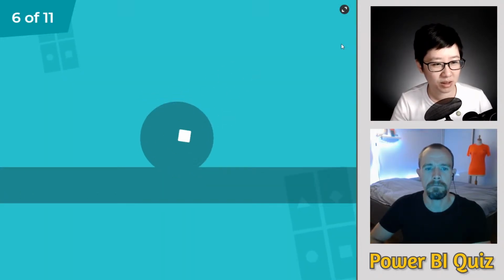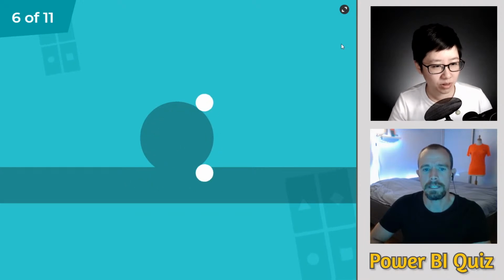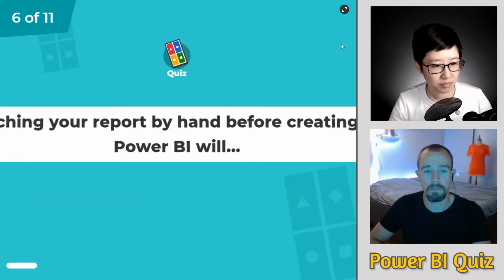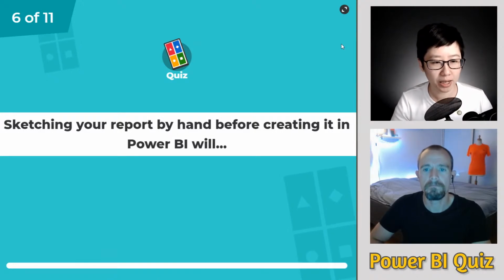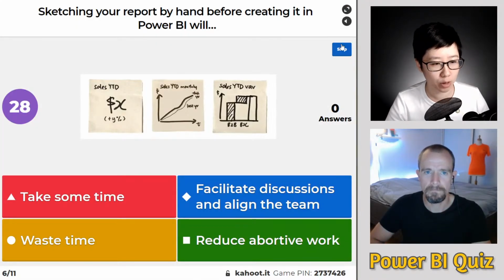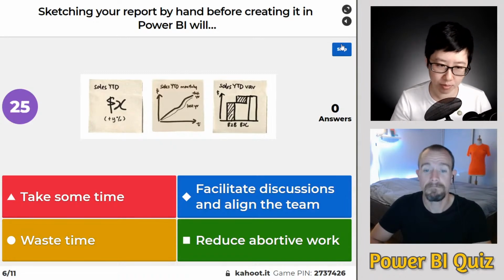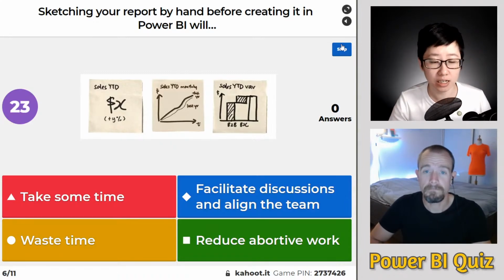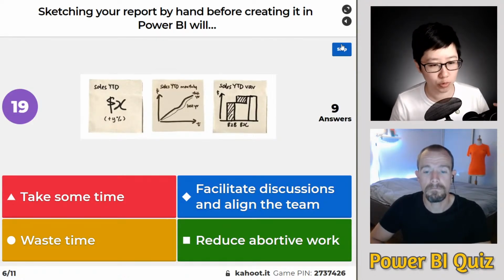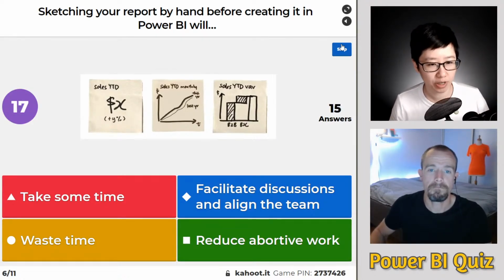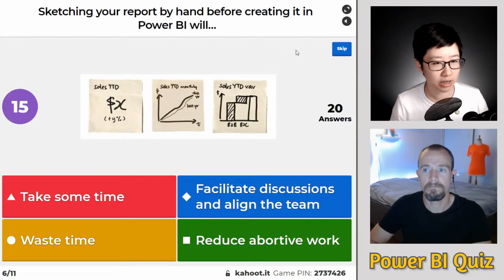And let's see. This is a multi-select. And double points. Okay, sketching your report by hand before creating it in Power BI will take you some time, will help facilitate discussions and align the team. Sketching will waste your time, or sketching will reduce abortive work. Okay, there is more than one correct answer. You can choose one or more correct answers.